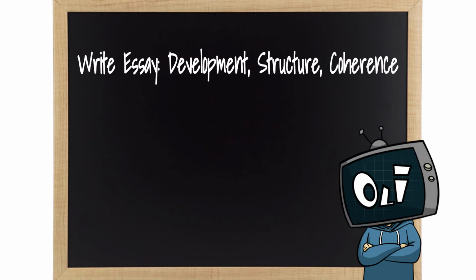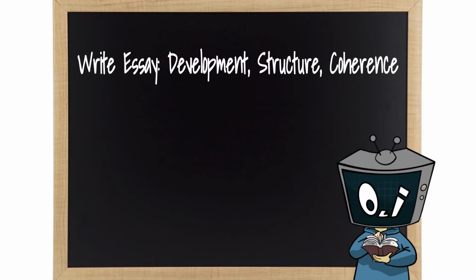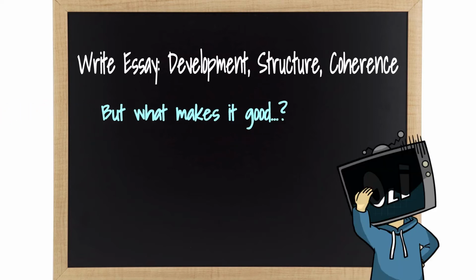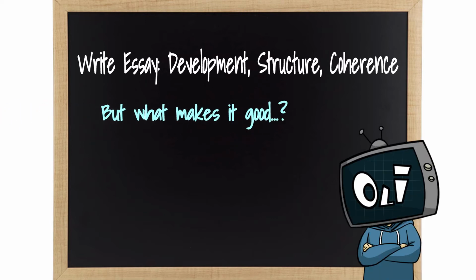Lastly, the development, structure, and coherence. Getting a 2 means you have good logic and development throughout your writing, according to the official guide. That's really vague as hell, so the upcoming discussion will be more based on my experience with hundreds of students.